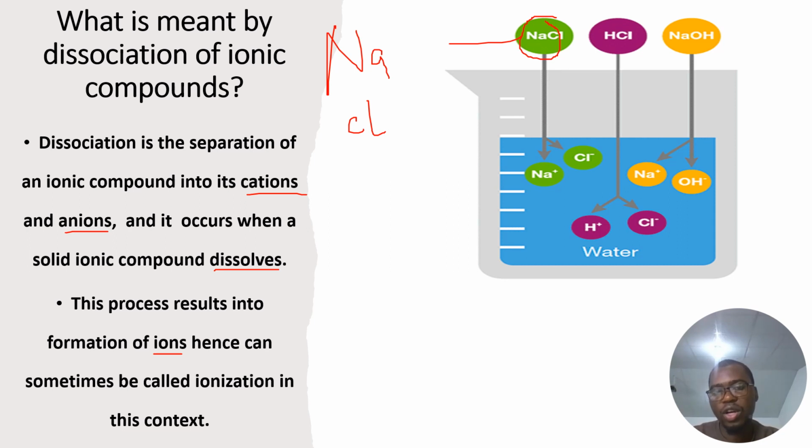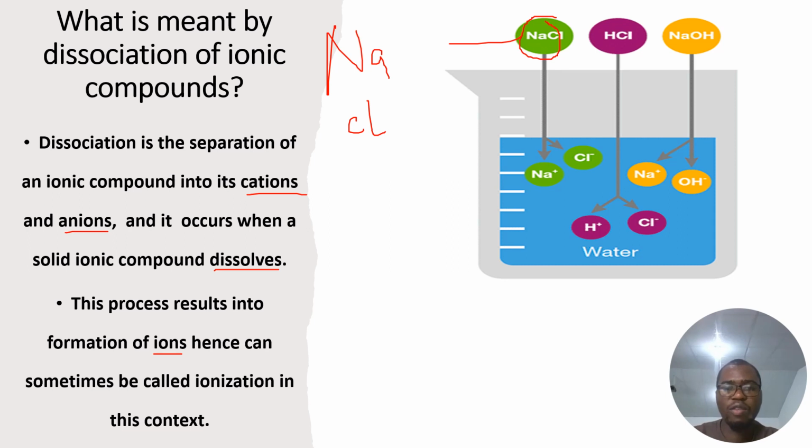So this sodium chloride, when it is dissolved in water, it is going to separate into sodium and chlorine, but there is also something that it will gain. The metal part will gain a positive charge and the non-metal part will gain a negative charge. Same applies to HCl.